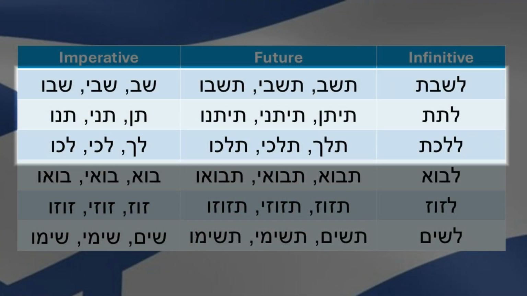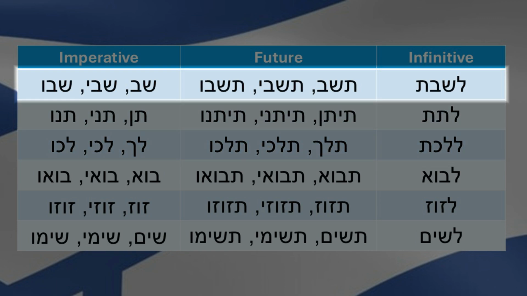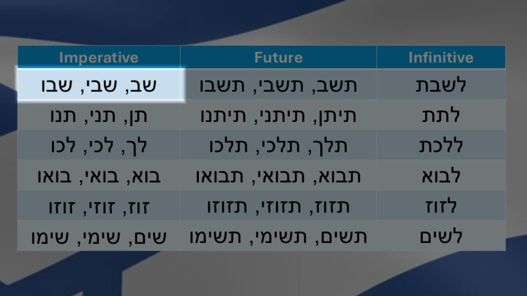So the top three on this list have a letter that drops out in the future tense. And so of course it drops out in the imperative as well. Lashevet means to sit, and the shoresh is yod shin bet. And so you can see that the yod has dropped out. In the future, we have teshev, teshvi, teshvu, and in the imperative, it's shev, shvi, shvu.